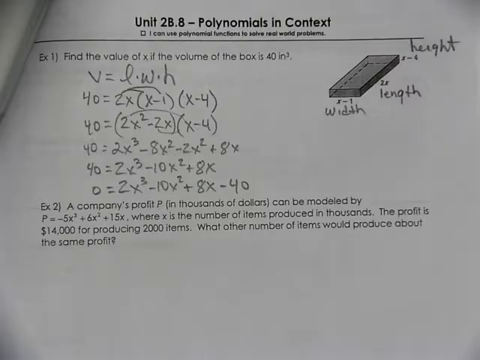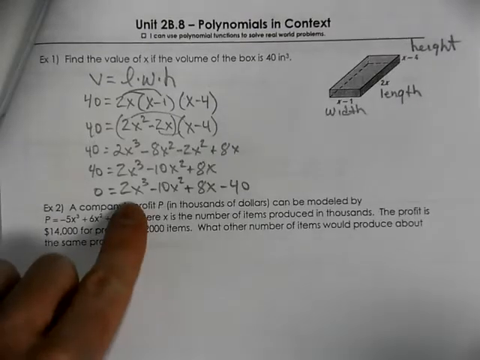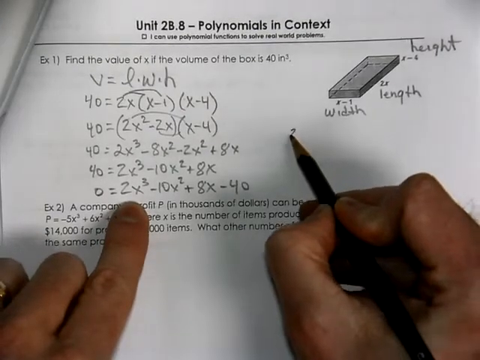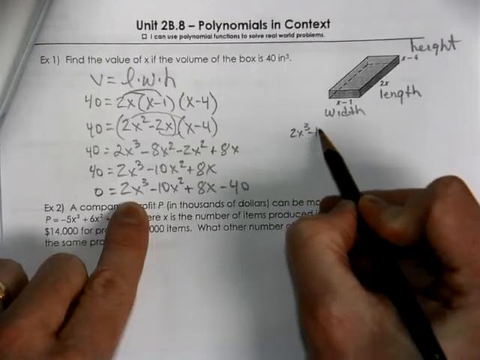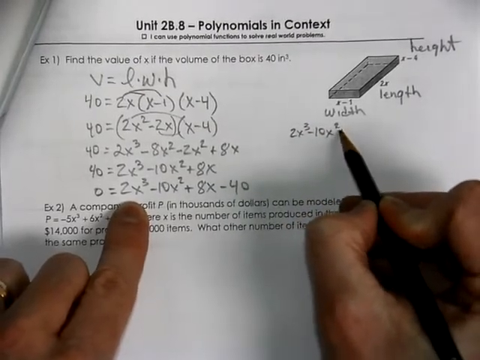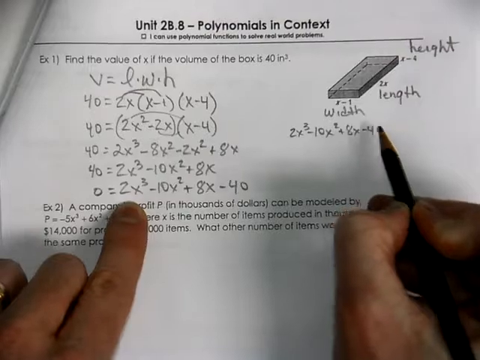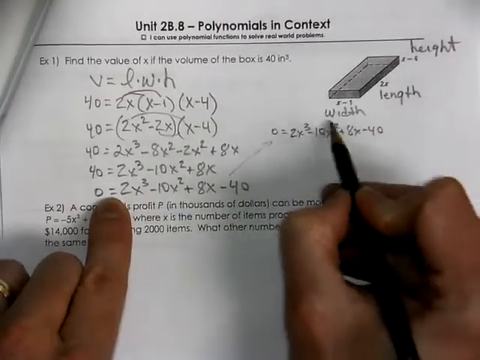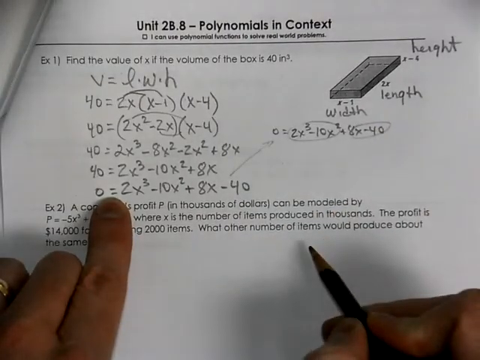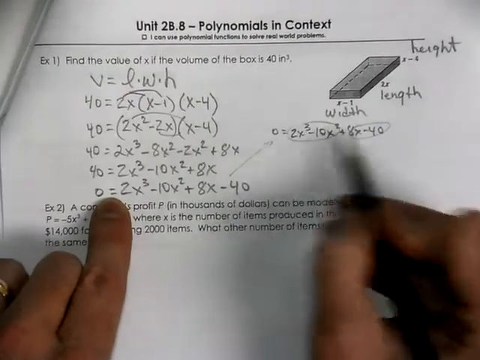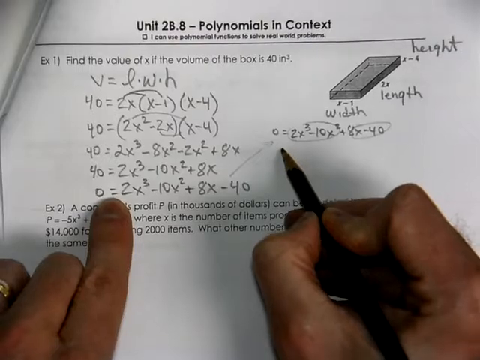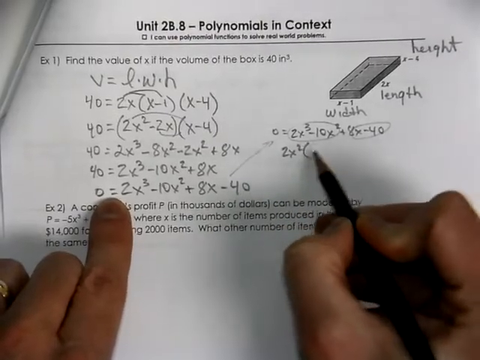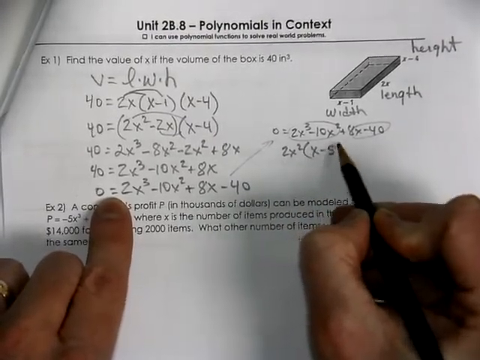There's probably more than one way to do that. What would our suggestions be? We can try factor by grouping. So we're going to take our 2x cubed minus 10x squared plus 8x minus 40. That is equaling 0. So we're going to group those together. And when we do factor by grouping, we pull out the 2x squared. That leaves us with x minus 5.